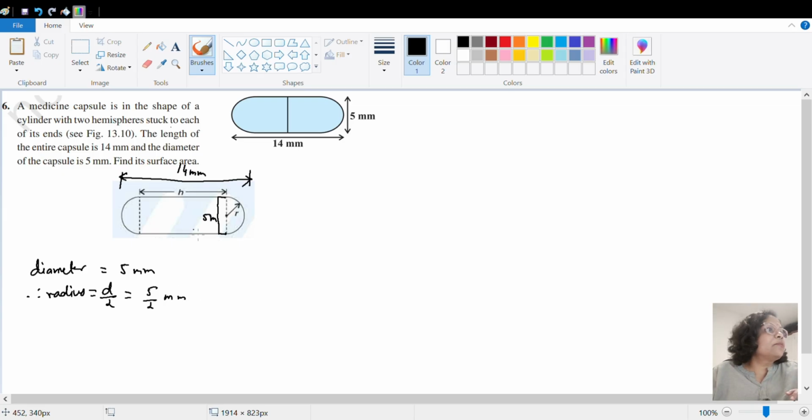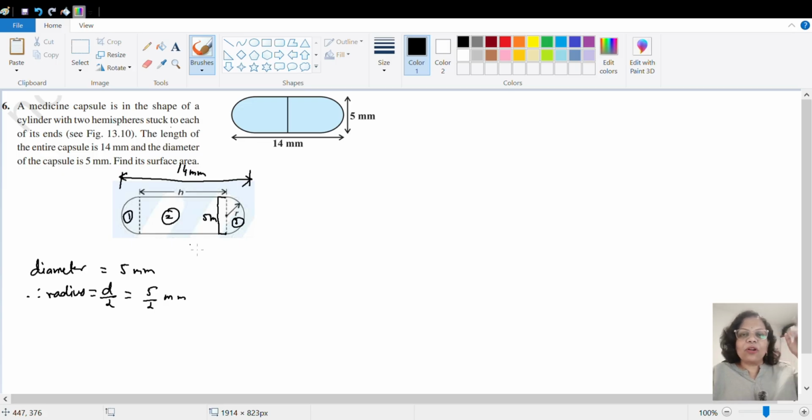Now you can see this entire capsule is divided into 3 parts. The first part is this hemisphere, this semicircle, then you can see this cylinder, and one more is there at the end. If you want to calculate the surface area of this capsule, you have to get the surface area of the first part, then the surface area of the cylinder, and then the surface area of the last part.